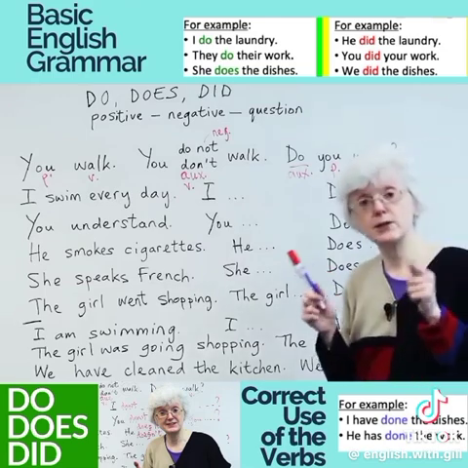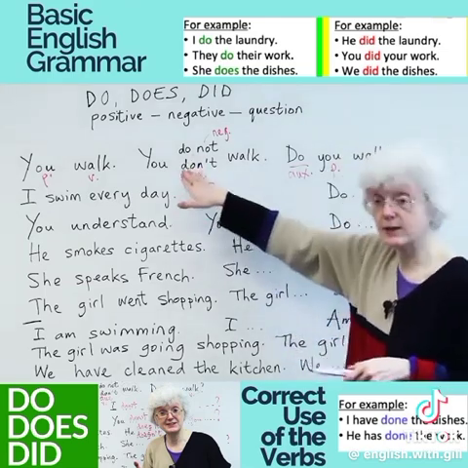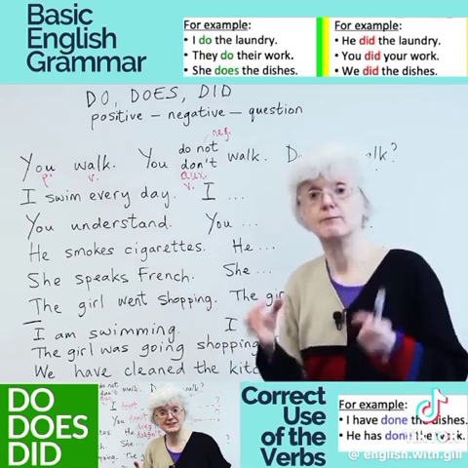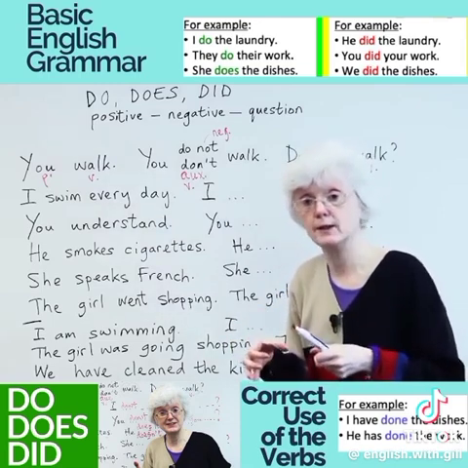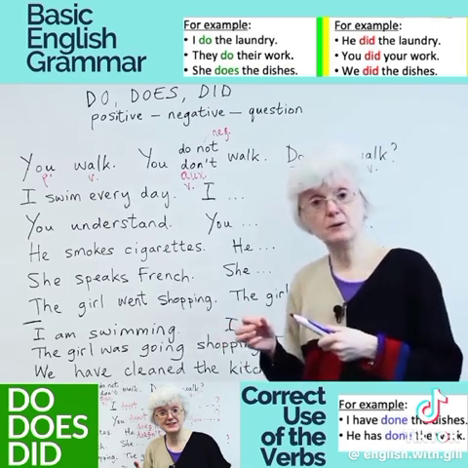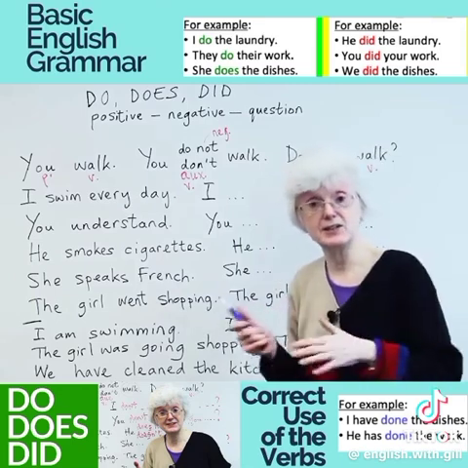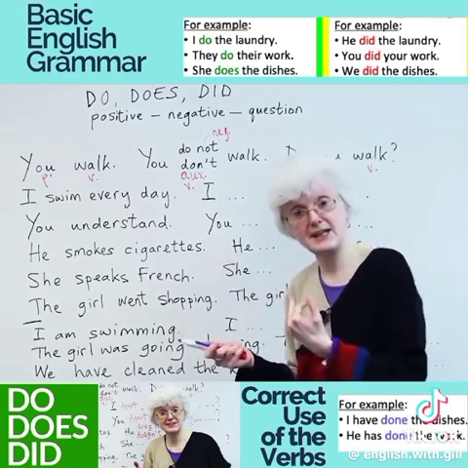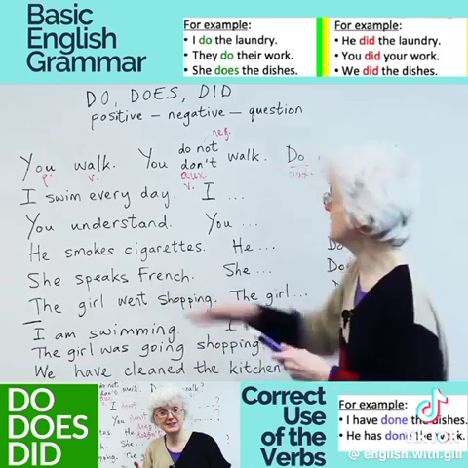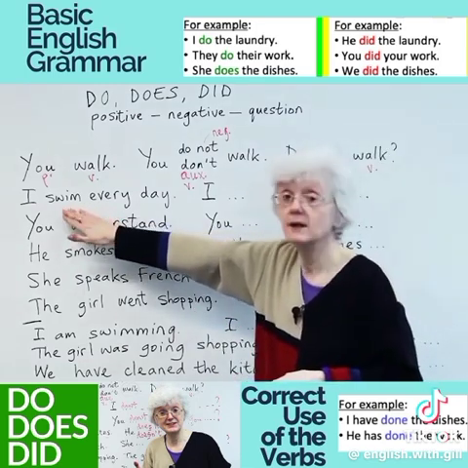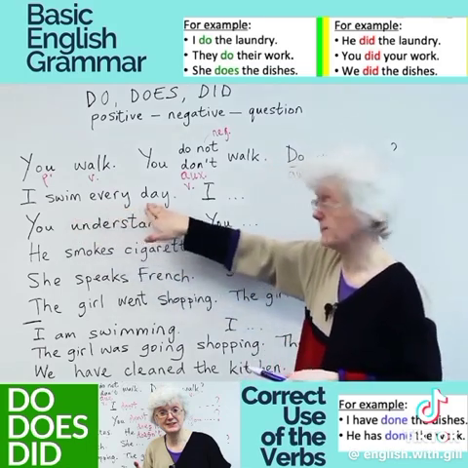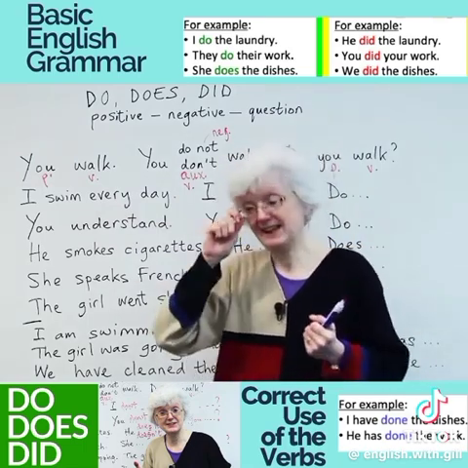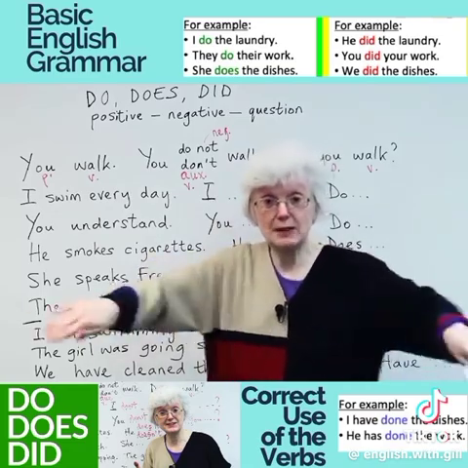Okay, so you walk, you don't walk, do you walk? Okay, so there in the simple present tense, for the negative and for the question, you need to use do as an extra and as an auxiliary verb. Okay. Right, so now I've got some little exercises to give you a chance to see if you can do them yourself before I say what they should be, okay? So we've got this one here. I swim every day. Very healthy. I don't actually, but some people do. Swimming in a swimming pool.